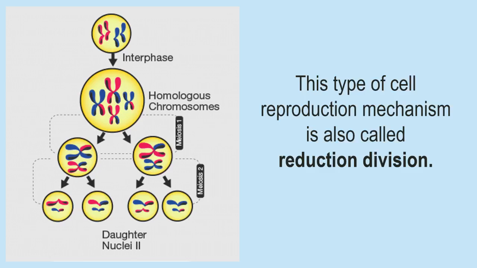Bakit po tinawag siya na reduction division? As you can see here, the parent cell reduces chromosome number by half po. So ang nangyari po, the diploid parent cell produces four haploid daughter cells after undergoing both meiosis I and meiosis II. So kung si meiosis ay tinatawag nating reduction division, the mitosis can be called as the replication division. Of course, the parent cell produces two identical daughter cells.